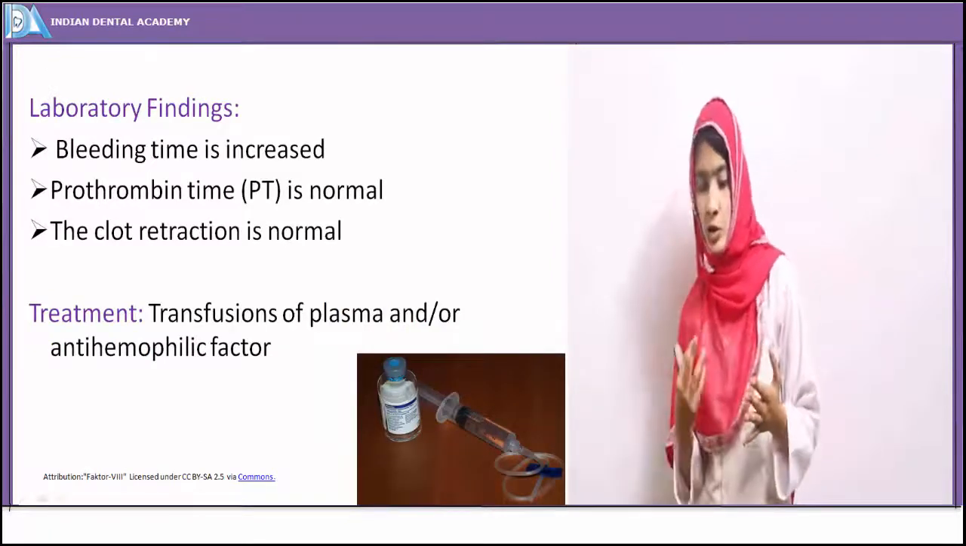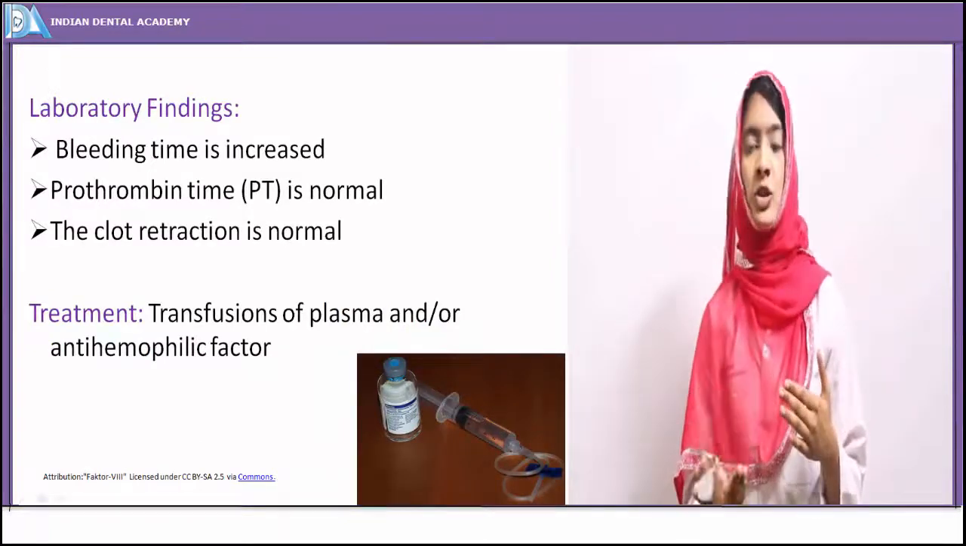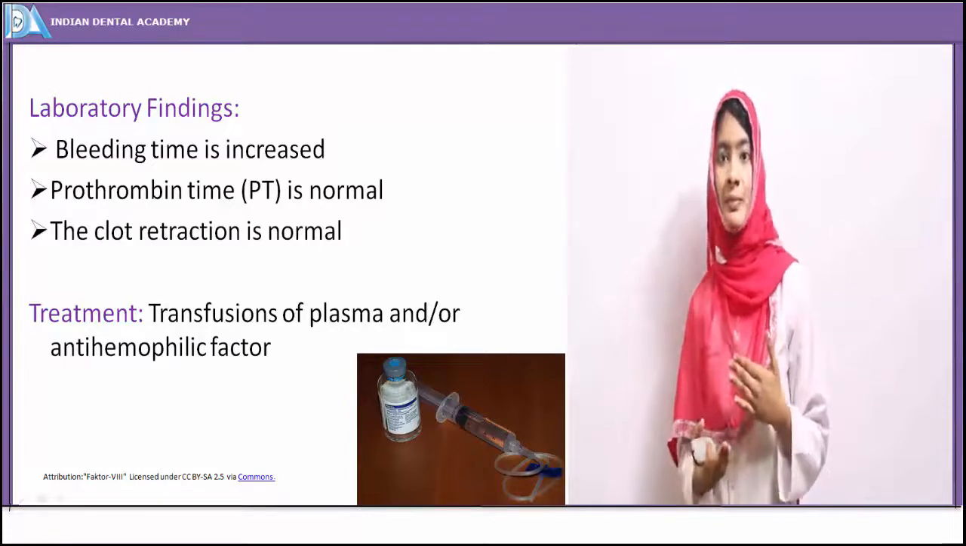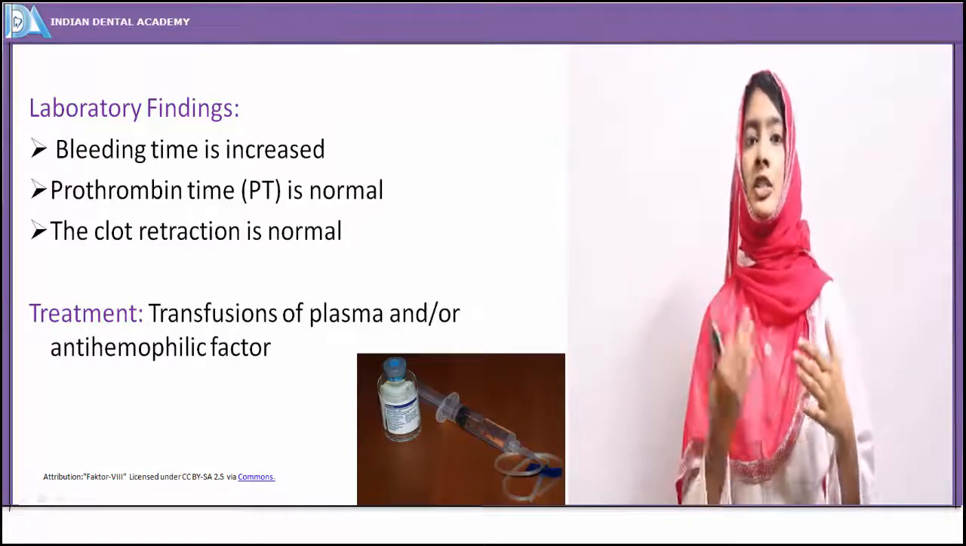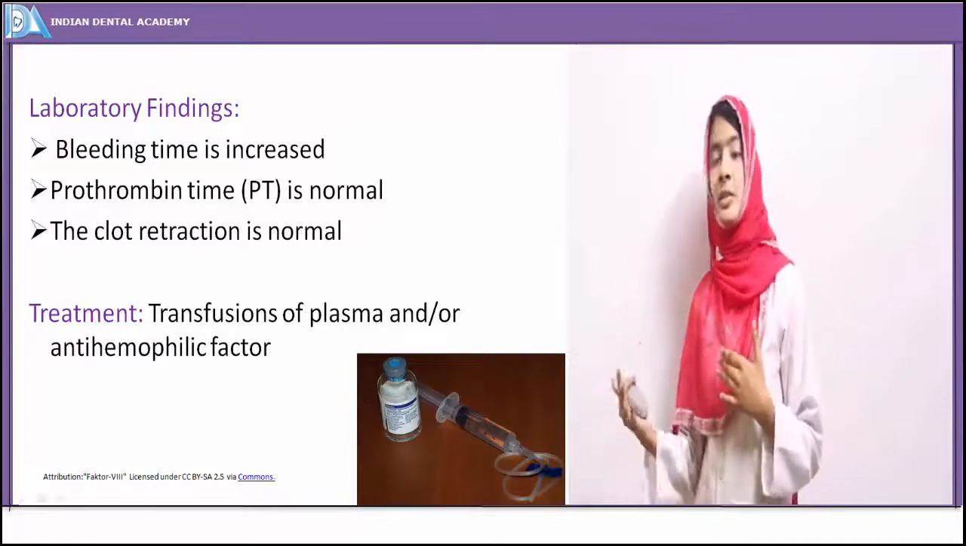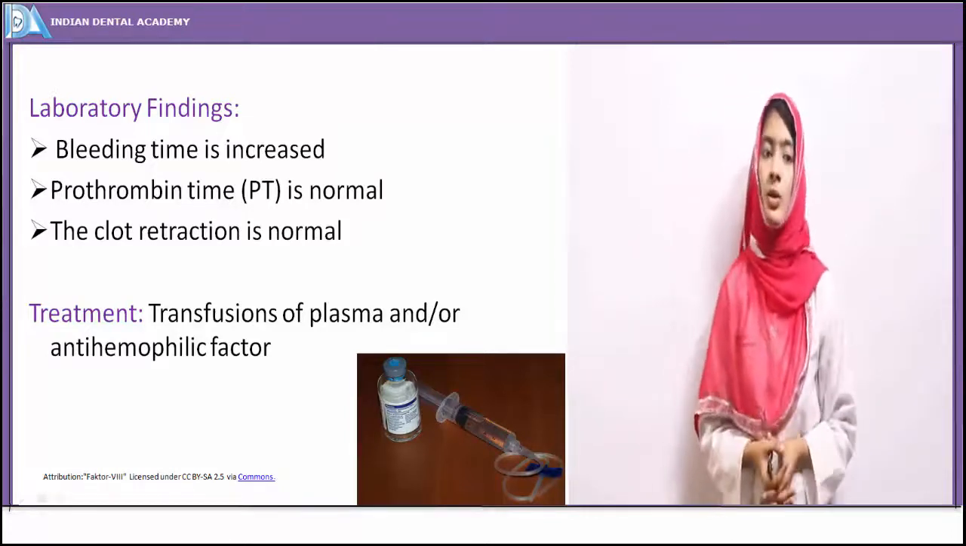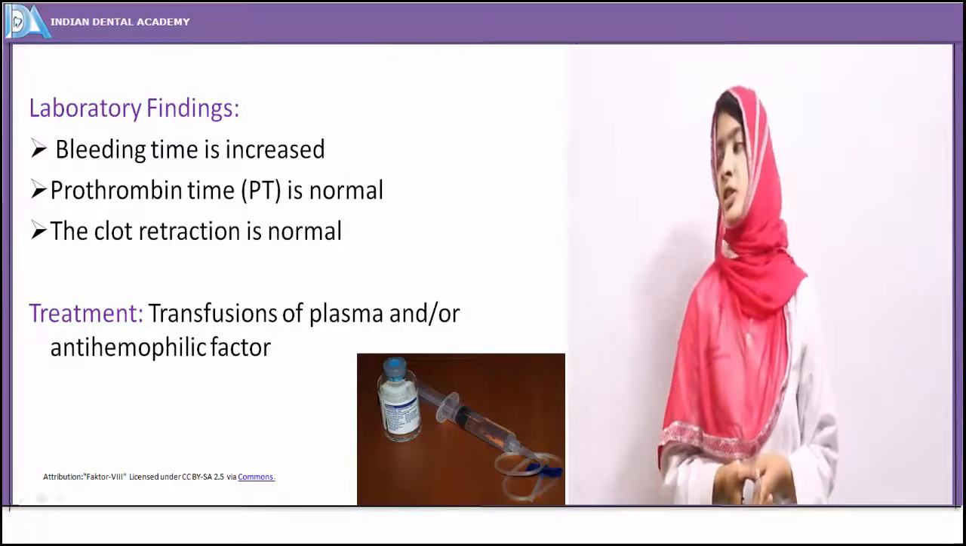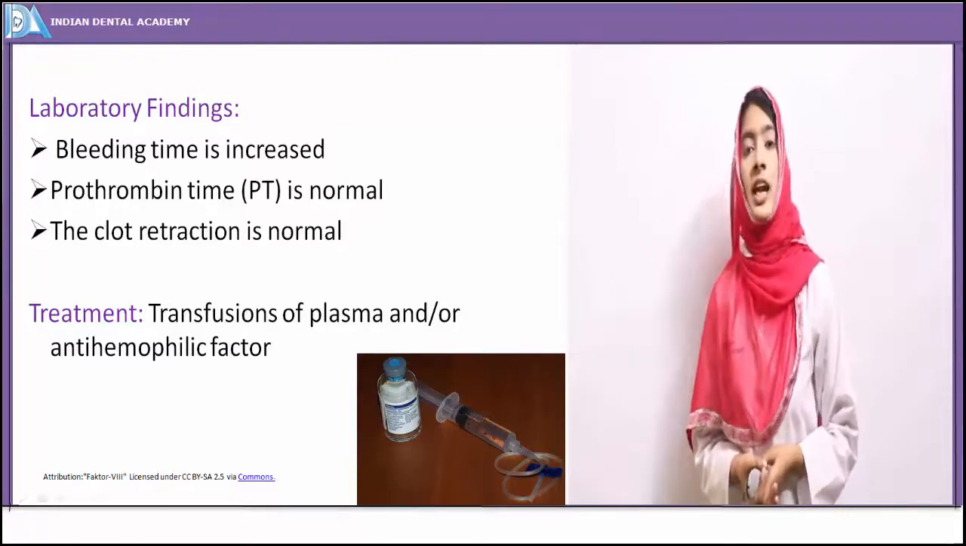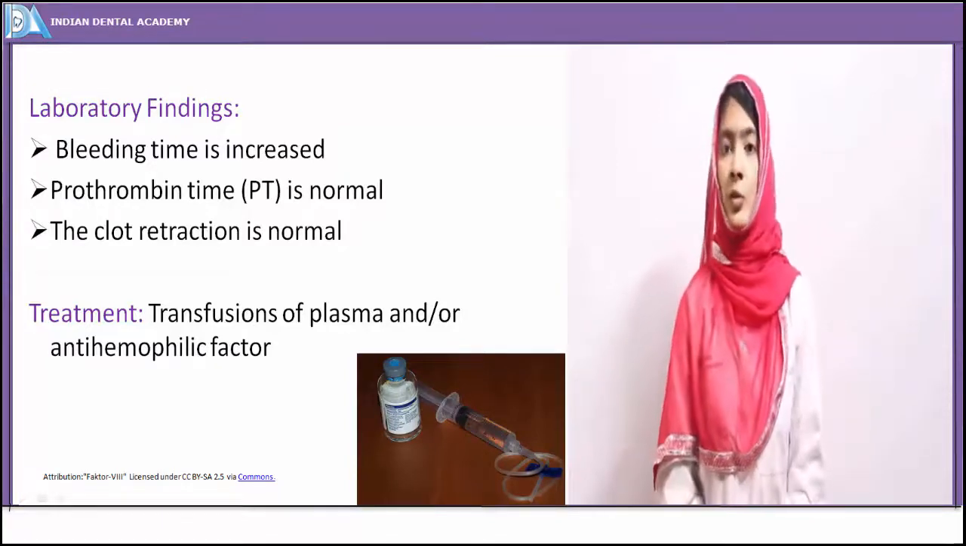So when you see the peripheral blood picture or lab picture, the diagnostic picture is that the bleeding time is prolonged, the prothrombin time is normal, the clot retraction is normal, only there is a defect in clot formation. Treatment includes the transfusion of plasma or anti-hemophilic factor.